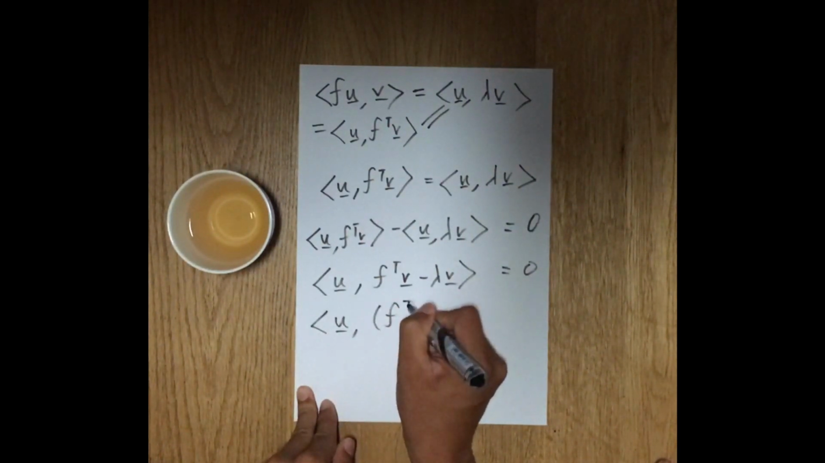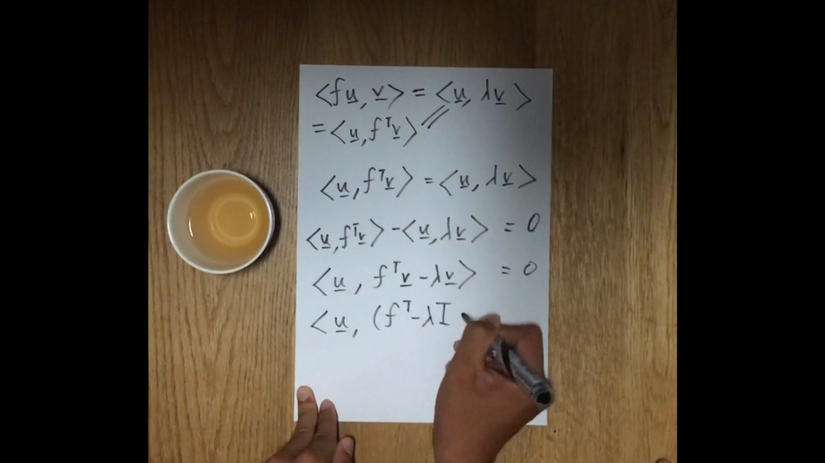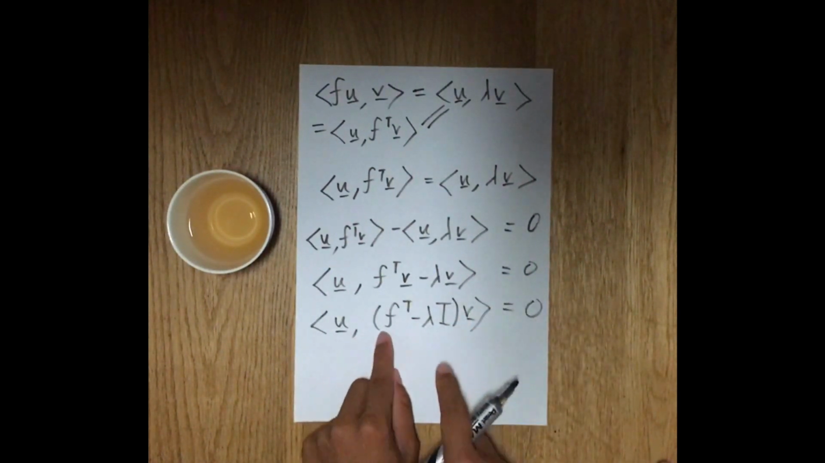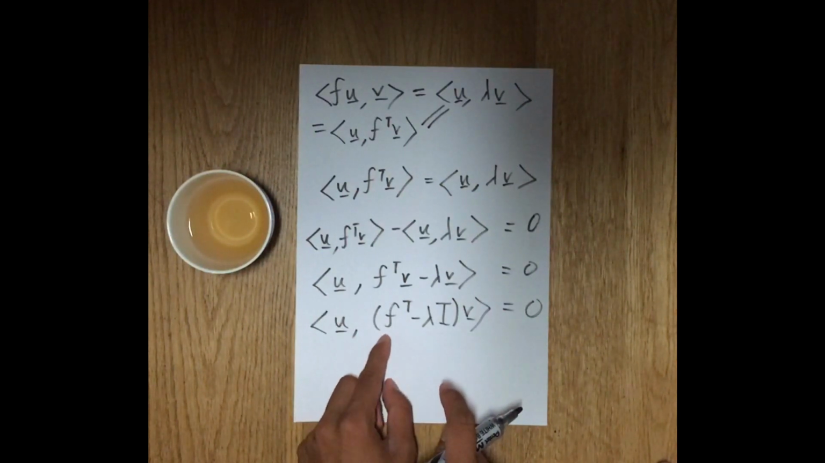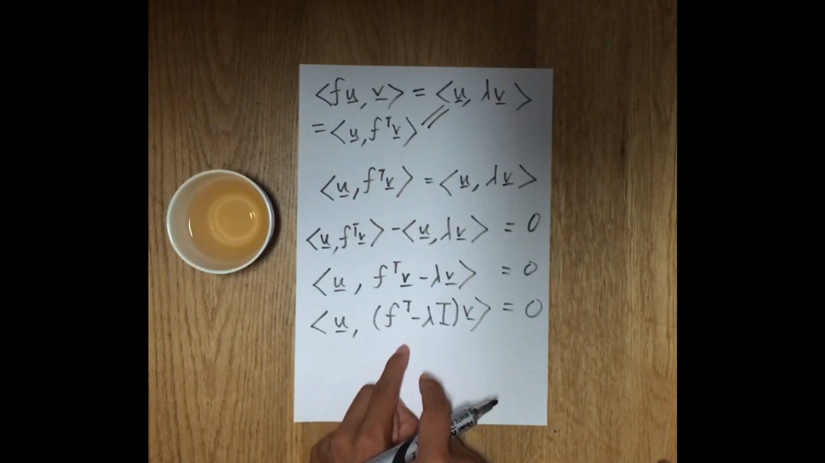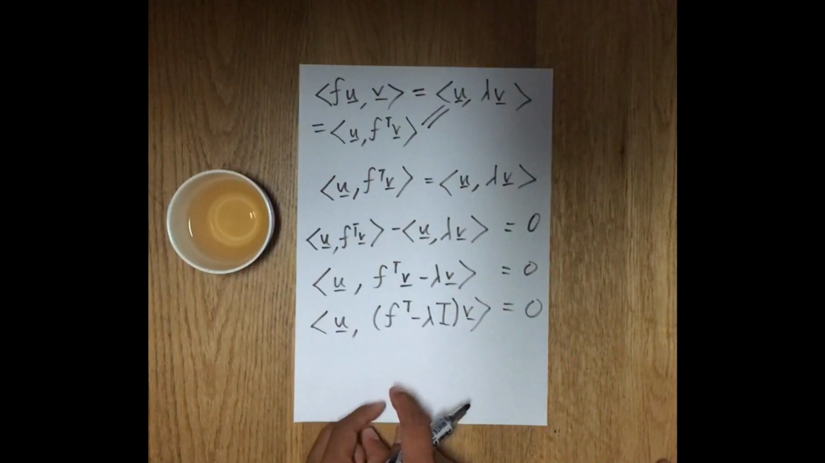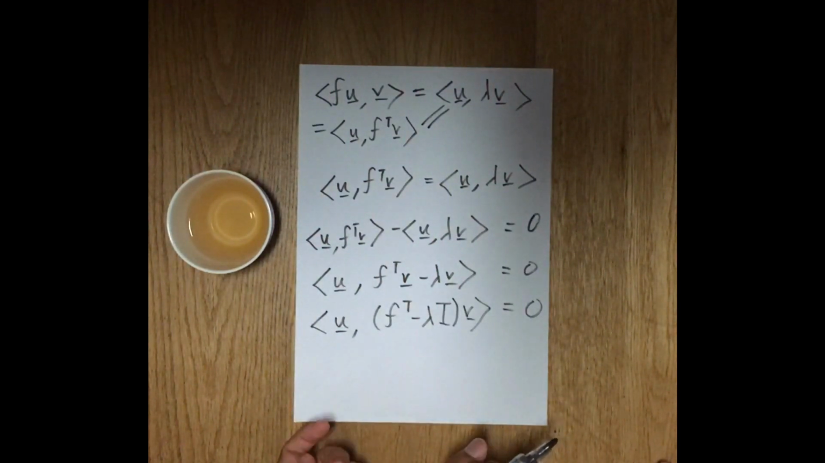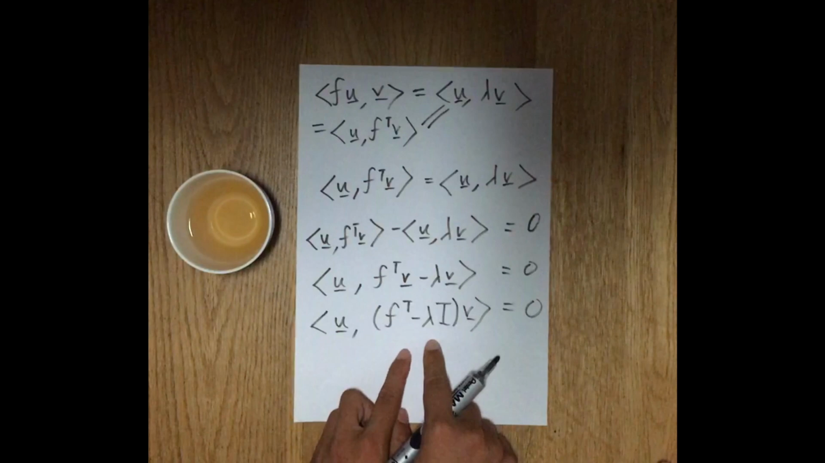Okay, now we factor out the inside and look at what we have here. This map, F transpose minus lambda I, is exactly the map from part 1, where it tells us this one is intimately connected with the eigenvalues of F.